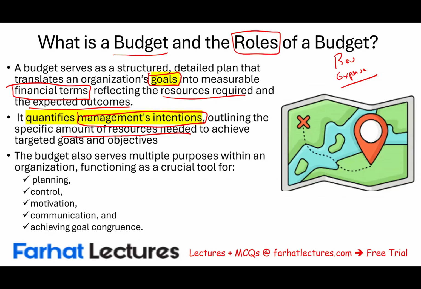And I have a list, and if you know anything about Farhat, once I have a list, I go over each of these items separately. So I'm going to go over how a budget helps in the following critical areas: planning, control, motivation, communication, and achieving goal congruence. Let's go ahead and get started.